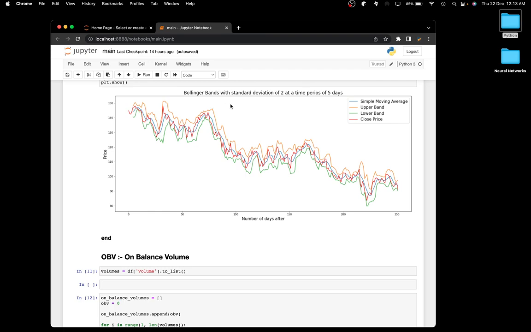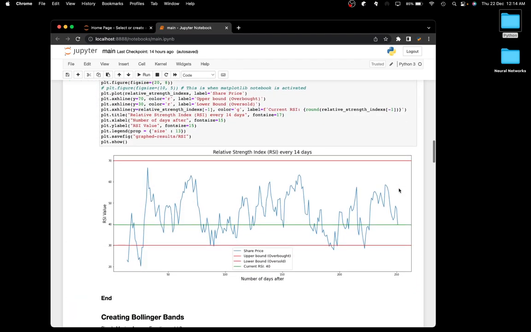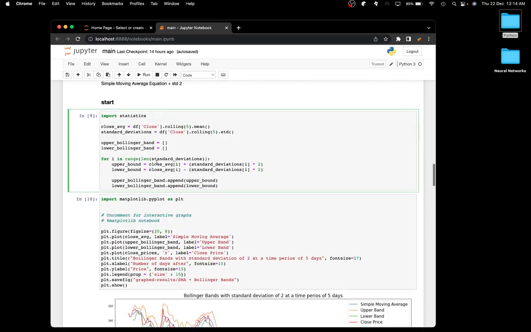So as you can see in this case, the close price and the simple moving average are very close to the lower Bollinger Band, which can be verified by looking at the RSI, which is at a 40, which is way closer to a 30 than a 60 or 70. So that's why.